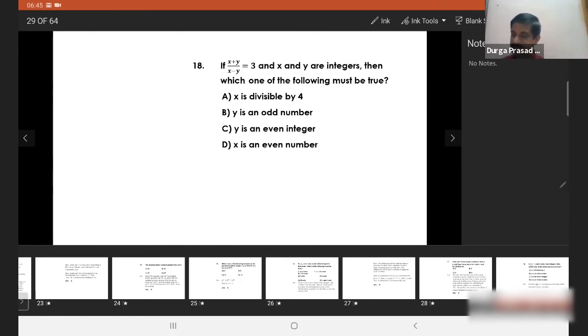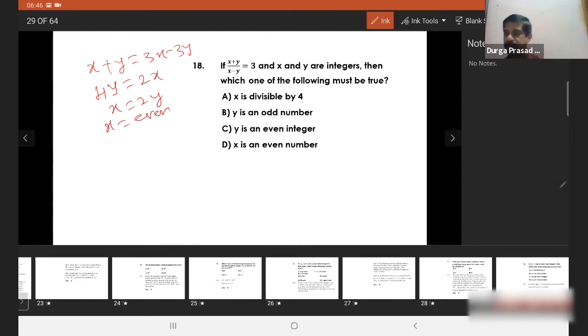So let us try by taking the final shape of this. Cross multiplied, I got 3x minus 3y. So 3y, bring it to the left, 4y equals 2x, right? So x equals 2y. x equals 2y means x is always even. Okay, x is always even. x is divisible by 4, he says. Unless y is an even number, this is not true. Which of them must be true, he says, means this is not compulsory. If y is odd, then x is not divisible by 4. Therefore, this need not be true.